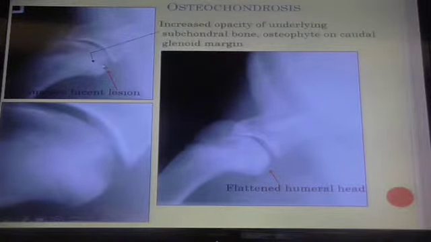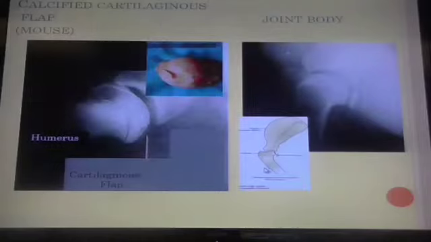Or you may see a concavity. Now, does that mean that there's nothing there because it's lucent? No, that's cartilage that has not calcified, of course. So you can have a very distinct concavity on the humeral head, or it can be just subtly flattened. All of those are signs of osteochondrosis.